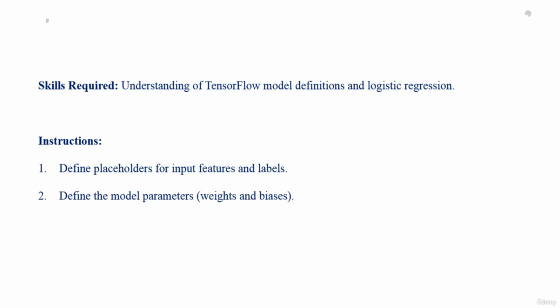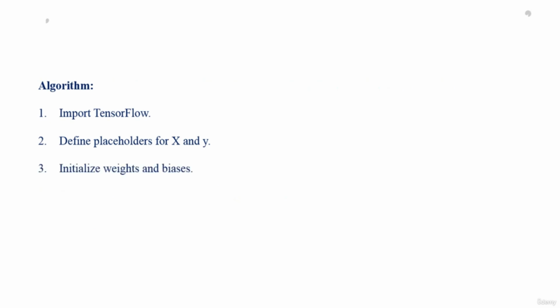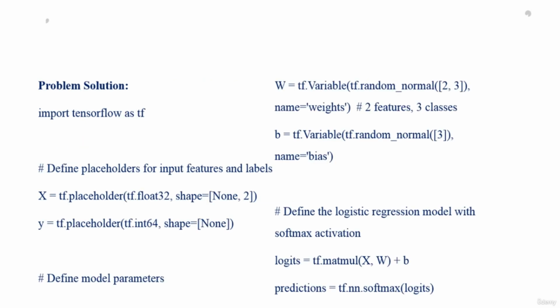Algorithm. Import TensorFlow. Define placeholders for X and Y. Initialize weights and biases. Define the logistic regression model using softmax activation. How code is working: the code defines a logistic regression model with a softmax activation function to handle multi-class classification. Placeholders are used for features and labels, and the model parameters are initialized.